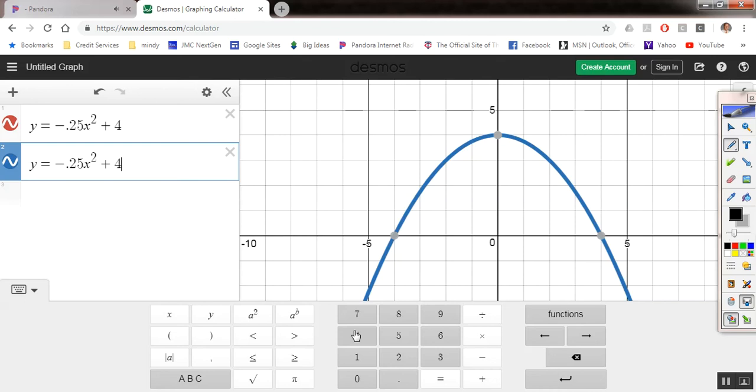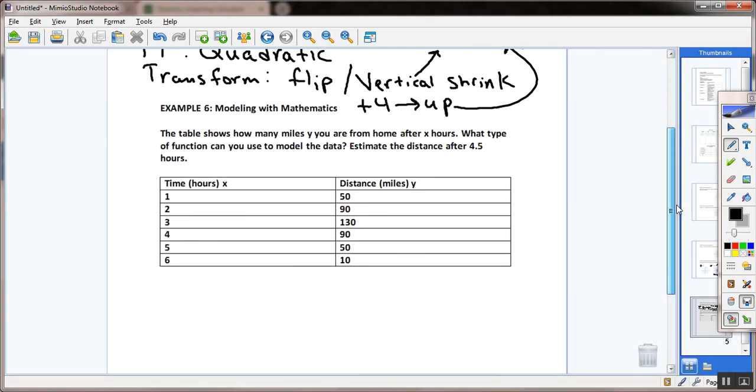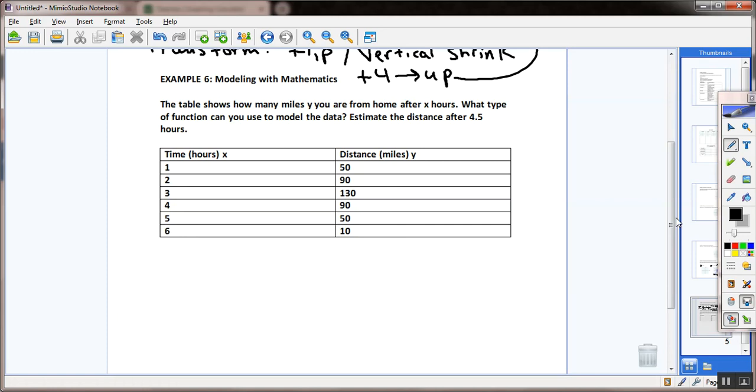Okay? Questions on example 5 at all? Going once. Going twice. Let's get this last one done and we'll get you rolling today, okay? I like this problem. How about a volunteer to read this for me? The table shows, thank you, Annika. The table shows how many miles y you are from home after x hours. What type of function can you use to model the data? Estimate the distance after 4.5 hours.